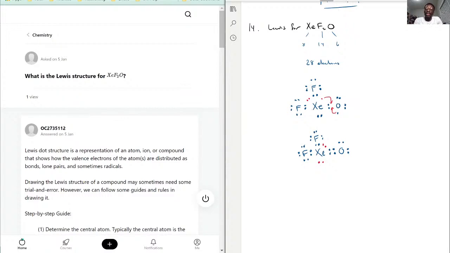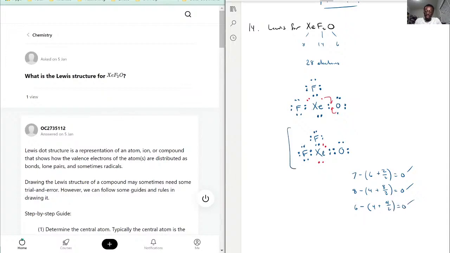Now if I calculate the formal charge for each one, fluorine should be relatively straightforward. It has 7 valence electrons, and it has 6 electrons to itself, sharing just 2. So we do have 0. Xenon has 8 valence electrons. It has 4 to itself, but it's sharing 2, 4, 6, 8. So that's 4 plus 4, 0. That's perfect. Oxygen has 6 valence electrons. It has 4 to itself and is sharing 4.